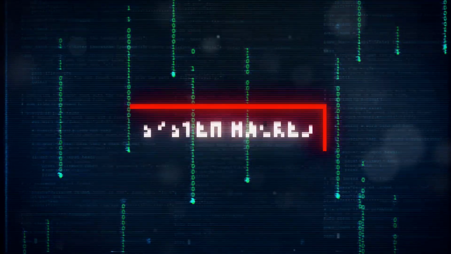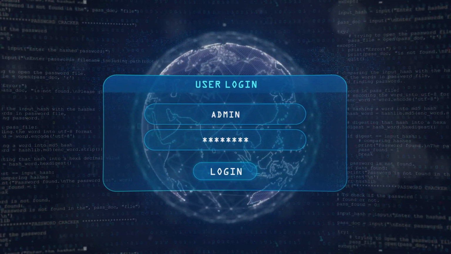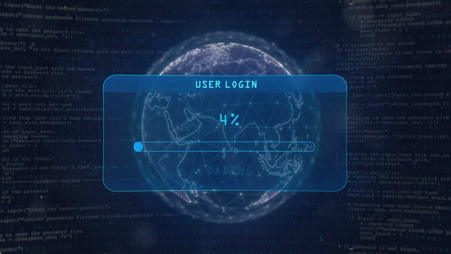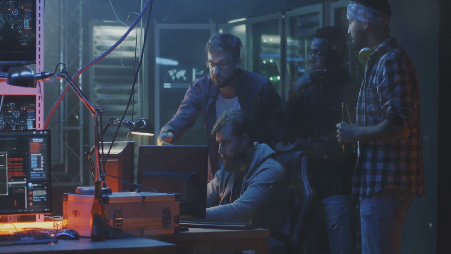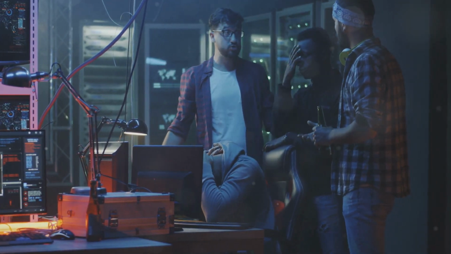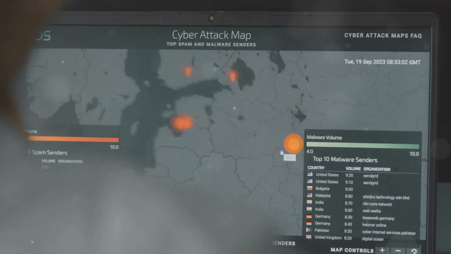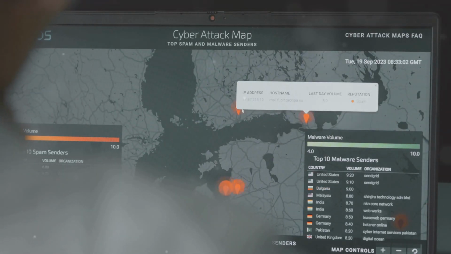Now consider a scenario where an attacker launches a distributed denial of service, or DDoS, attack against an organization's website. This attack floods the website with traffic from multiple sources, overwhelming its servers and making it unavailable to legitimate users. This is a network security threat because it targets the organization's network infrastructure and disrupts its ability to provide services.